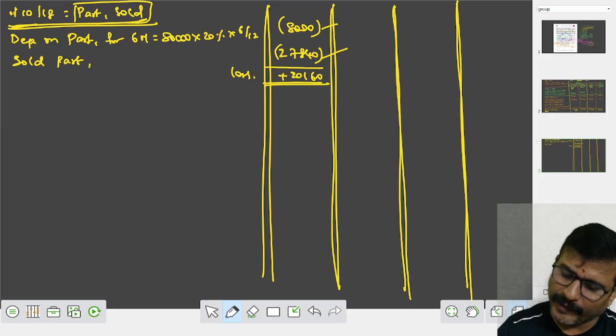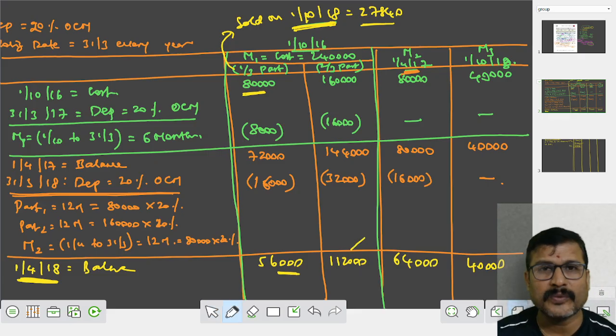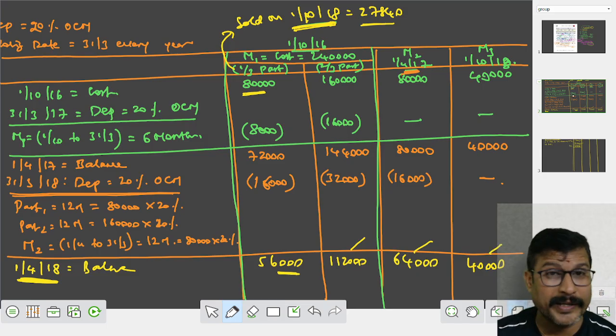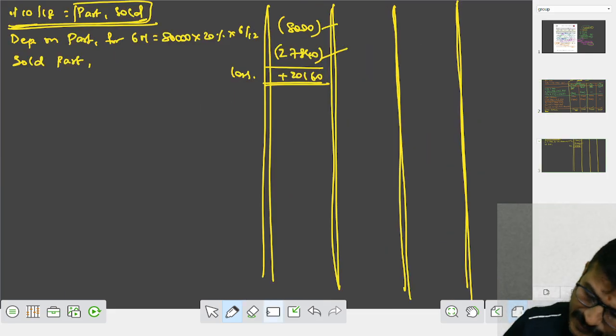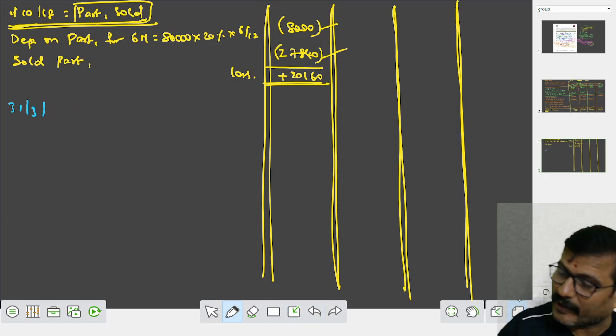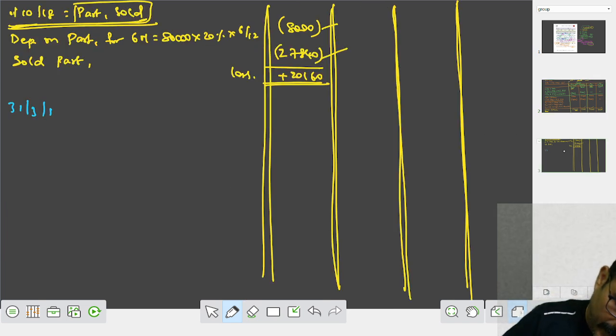Now, when you people sold the part 1, what and all the machines left out? We have a part 2, we have an M2, even M3 is also purchased on October 18, right? So now let us write on what date? It is on 31st March 18, not 18, it is on 19. Because after 1st April 18, the closing date is 31st March 19.